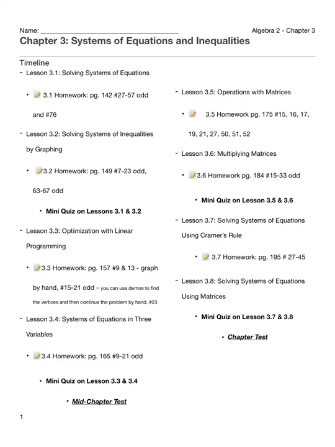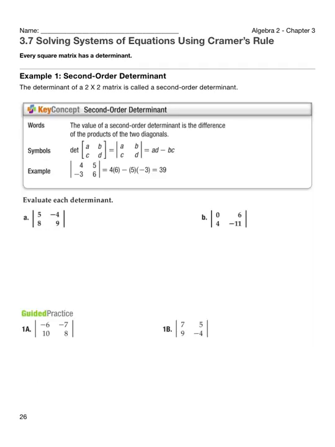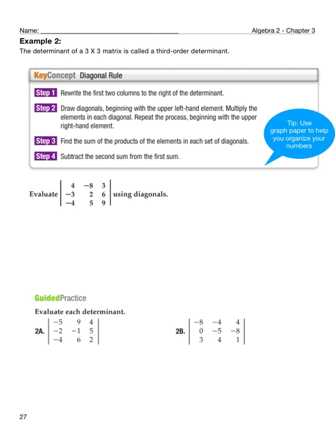Hi class, in this video we are going to go over lesson 3.7, but this is actually part 2 of 3.7. So previously we did example 1 and we did not do example 2. So this is what we're going to cover in this video right here. What we're going to do here are 3 by 3 matrices and just finding the determinant of them.